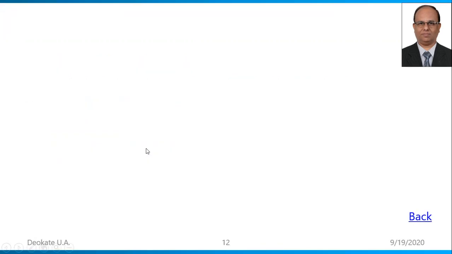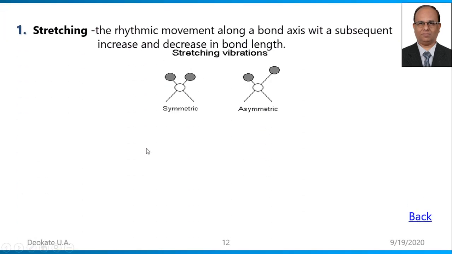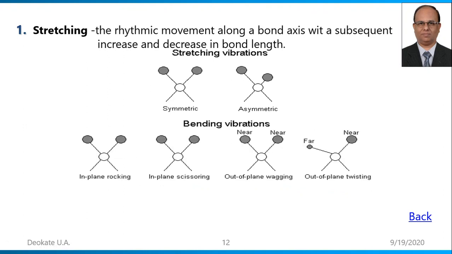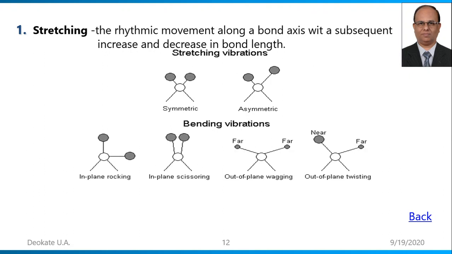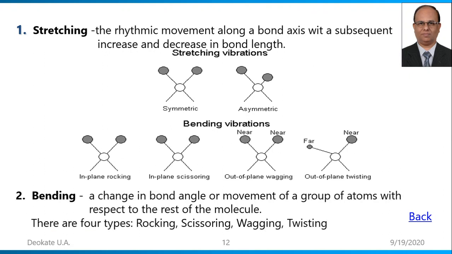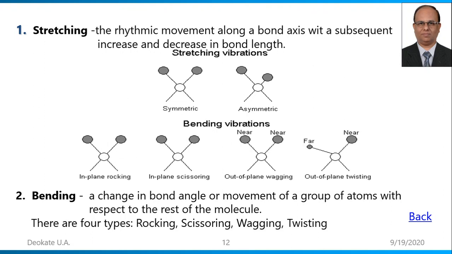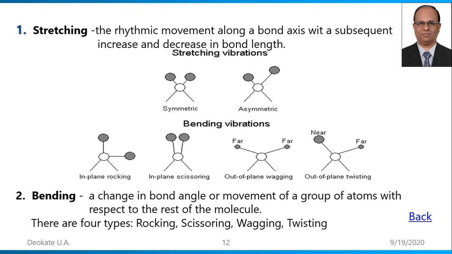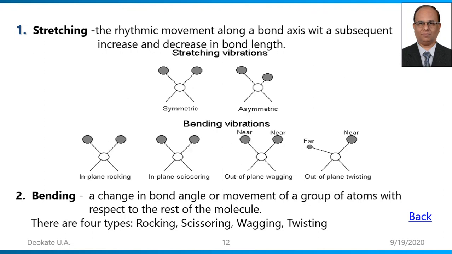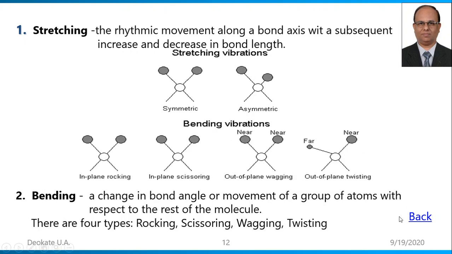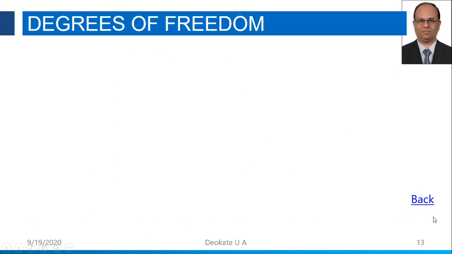Then we also studied the various types of vibrations produced in infrared spectroscopy, that is stretching vibration and bending vibration. Stretching vibrations are of two types: symmetric stretching vibration and asymmetric stretching vibration. Bending vibrations are again of two types: in plane bending vibration and out of plane bending vibration. In plane bending vibrations we studied rocking and scissoring. Out of plane bending vibrations we studied wagging and twisting.